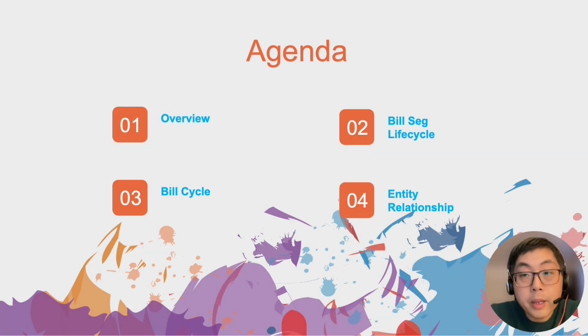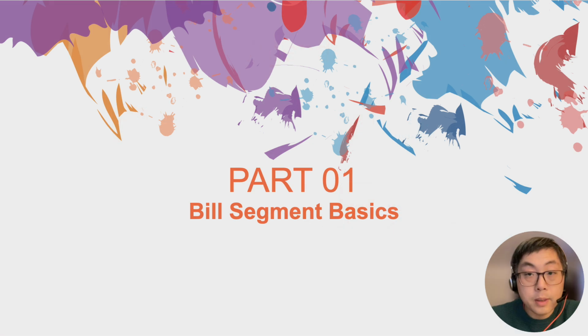Okay, so breaking into four sections, we look at what is a bill segment and what it does. Then we look at the life cycle of the bill segment. Once we talk about the bill segment life cycle, we can then link that to the bill cycle, how a bill is generated from beginning to end. And last, we will look at the entity relationship as well. Okay, so the bill segment basics.